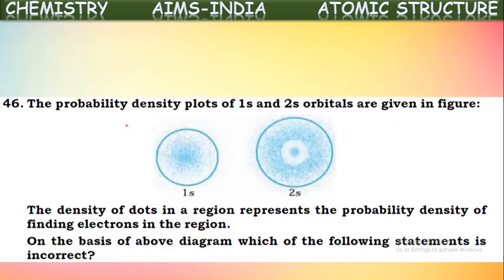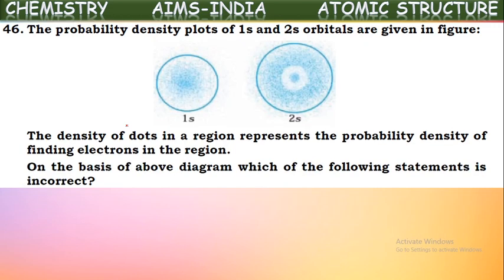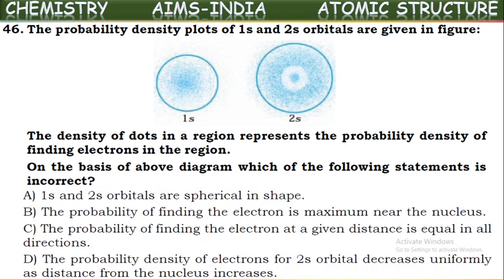Okay, next question. The probability density plots of 1s and 2s orbitals are given in the figures. For these two, probability orbital diagrams are shown, 1s and 2s orbitals. The density of dots in a region represents the probability density of finding the electrons in the region. On the basis of the above diagram, which of the following statements are correct? Let us see the statements once so that we can understand. 1s and 2s orbitals are spherical in shape. Of course, both are.